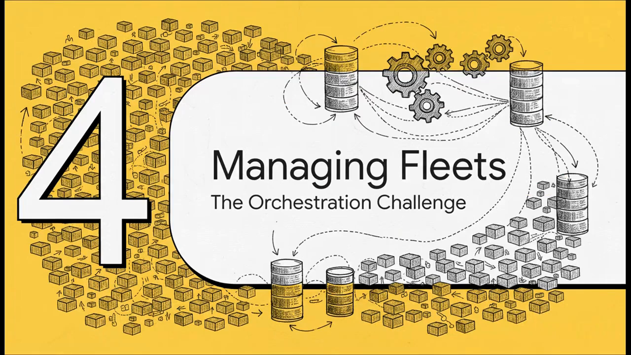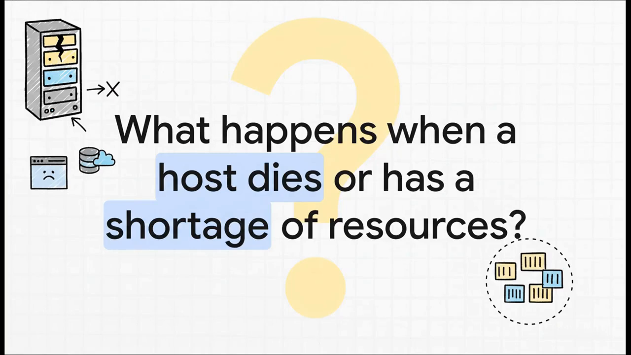Okay, so containers are awesome. They solve the packaging problem, they solve the works on my machine problem, but their success created a new problem of scale. What happens when you're not just running a handful of containers? What happens when you're a big company like Netflix or Google and you're running hundreds of thousands, maybe even millions of them? I mean, just think about it for a second.